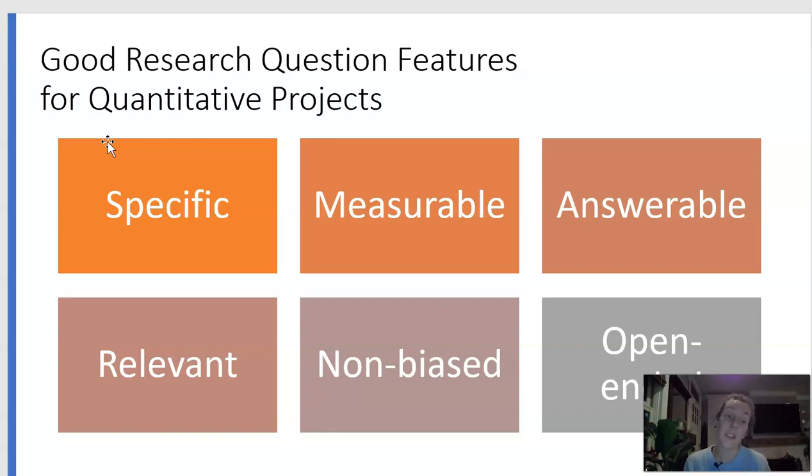They're relevant. They're relevant to the topic and relevant to the thing that you're trying to study. So there's a direct relationship between your topic, your research question, and your data set. They're non-biased, so they're not begging the question or assuming the answer, right?